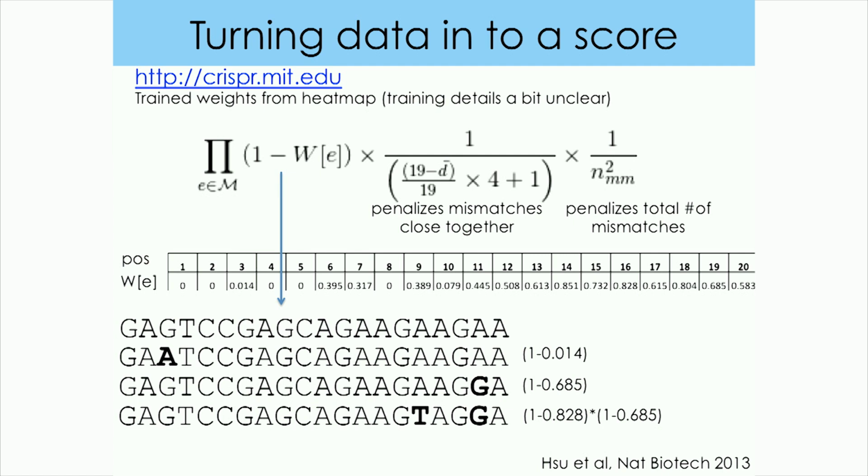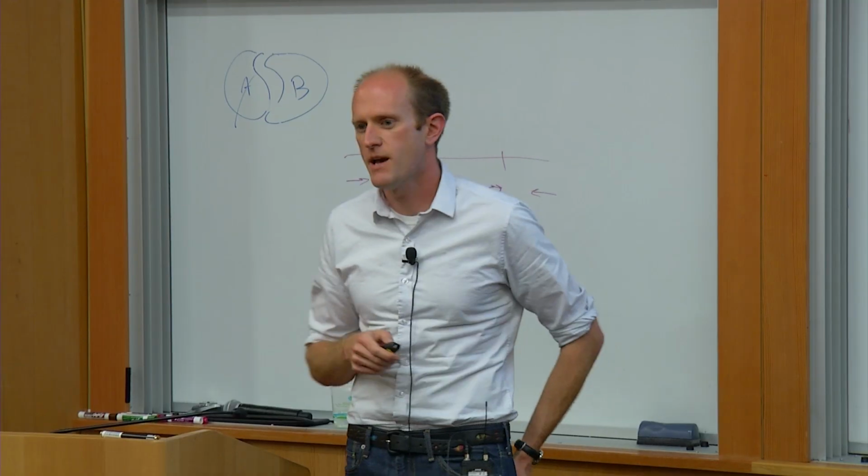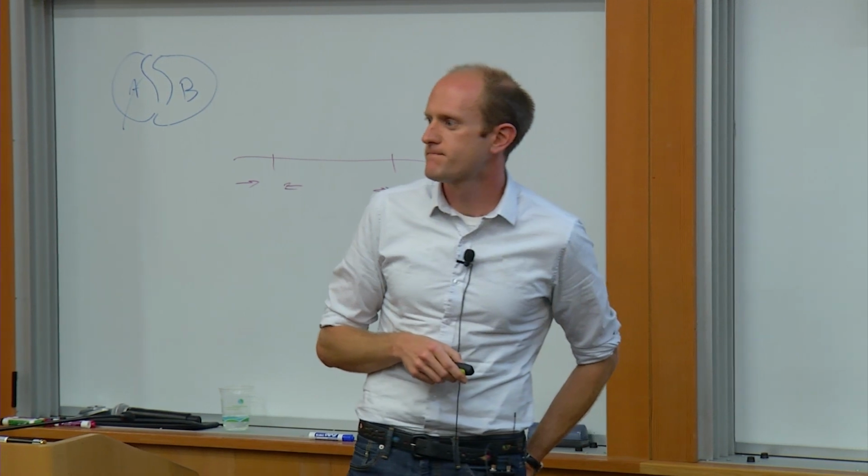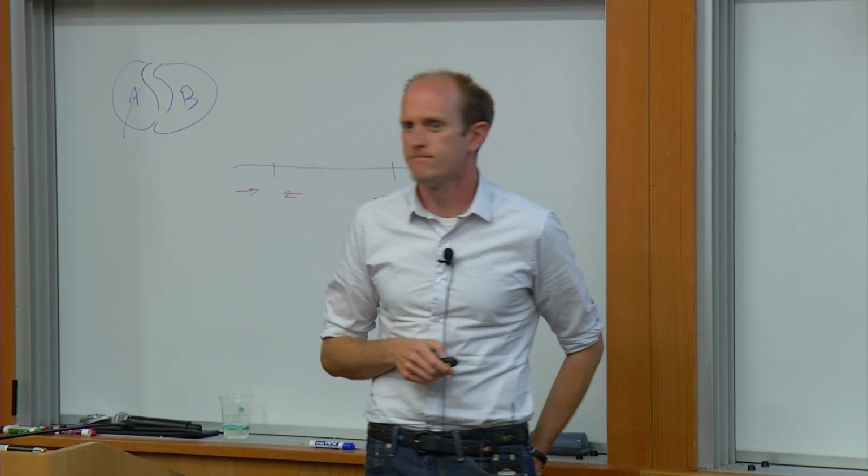Every other term is 1 because you have no mismatches. So what does it look like if you have two mismatches? That means that you have 0.828 here, and this one is 0.685, so you just do 1 minus the weight times 1 minus the weight at the other position. That's all that this is doing, okay? And then you multiply by these mismatch terms. Is that clear to everyone?